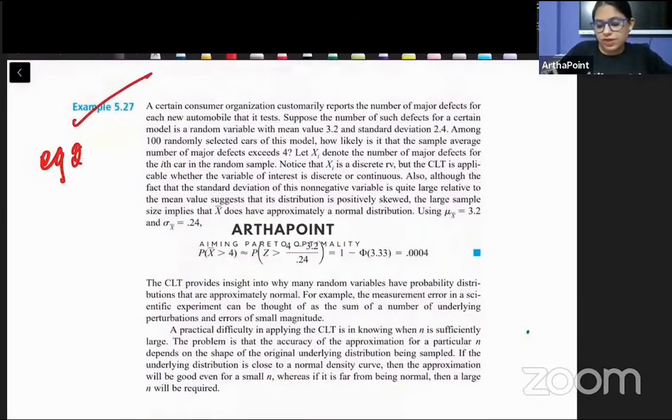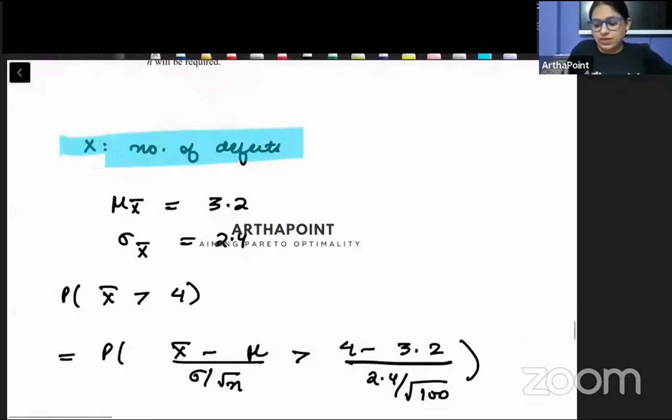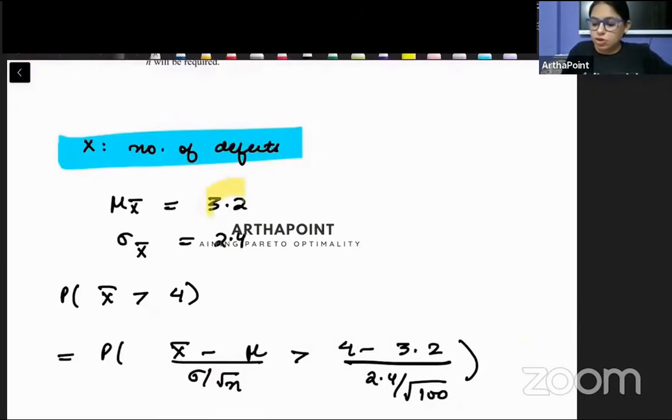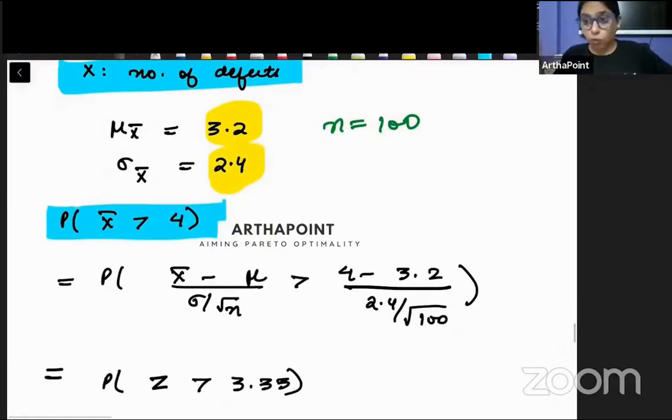Example 5.27 of Devore, try to read it out. What it is saying is that let X be the number of defects. And the mean of the population is given as 3.2 and the sigma is given to you as 2.4. And you're given that the sample size is 100. Right? And it is asking what is the probability that the mean will be more than 4.